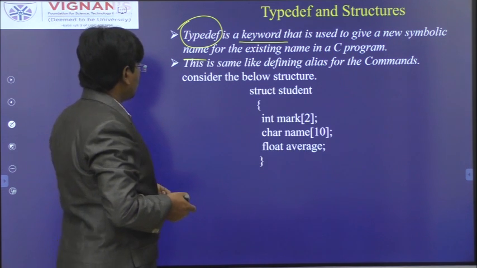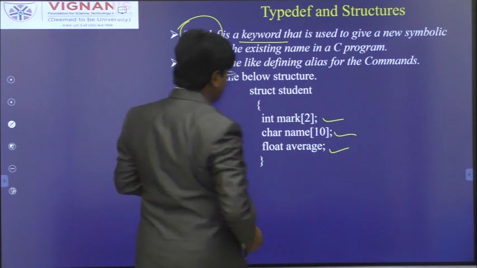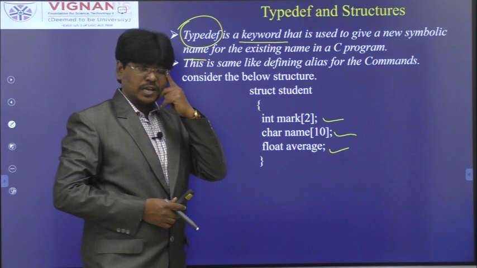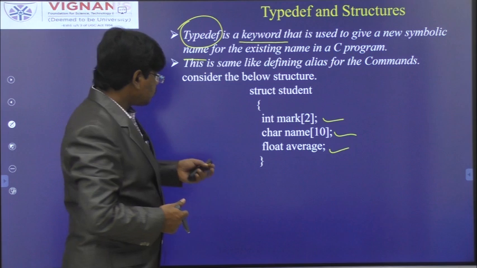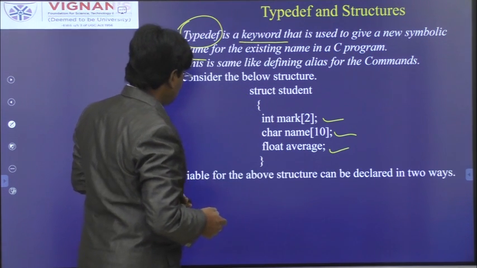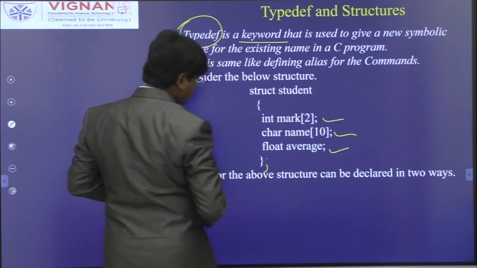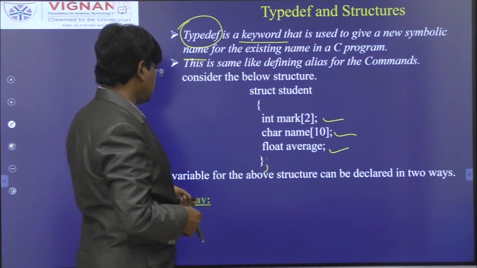Now this is a small structure. I have taken the student structure, and these are the members: marks, name, and average. Two array members and another one, average. So these are the three members I have taken. Here a small syntactical mistake is there: you have to end with a semicolon. Variables for the above structure can be declared.